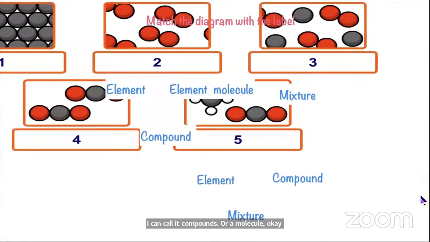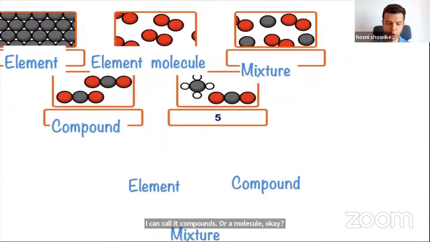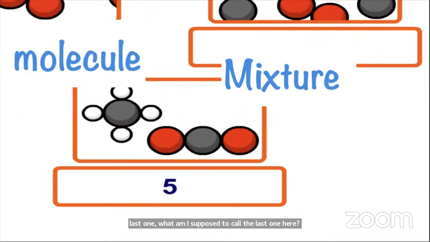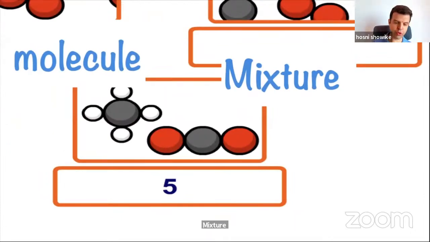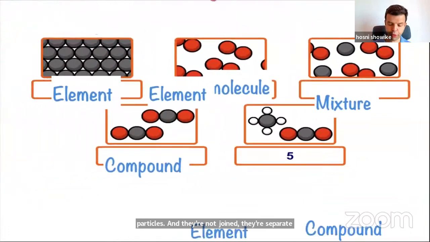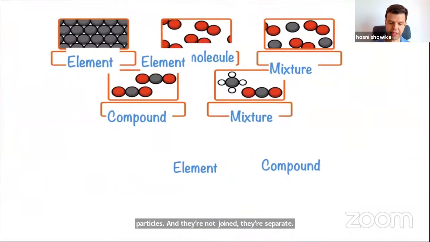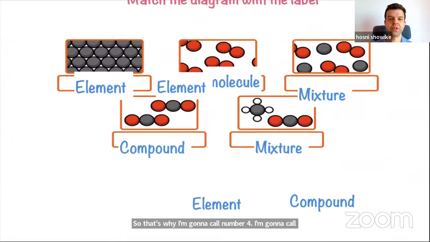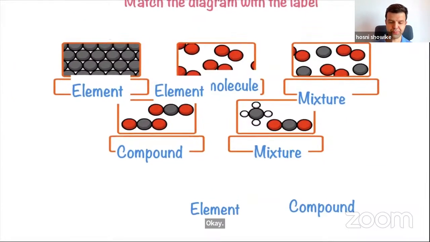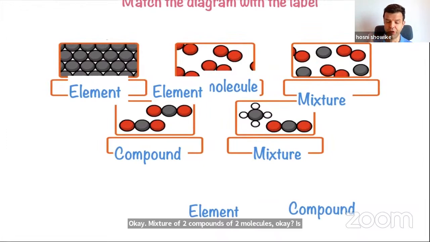The last one, what am I supposed to call the last one here? Abdurrahman? Mixture. That's true, right? Because I have two types of particles. They're not joined, they're separate. So that's why I'm going to call number four a mixture. Okay? A mixture of two compounds or two molecules. Is there any question?